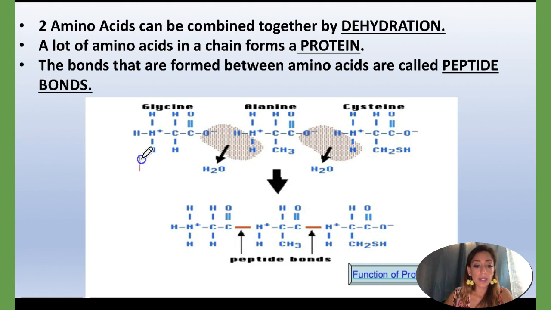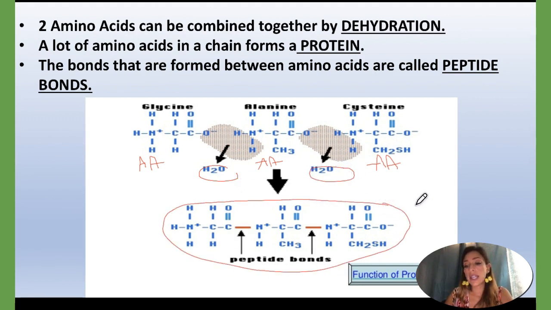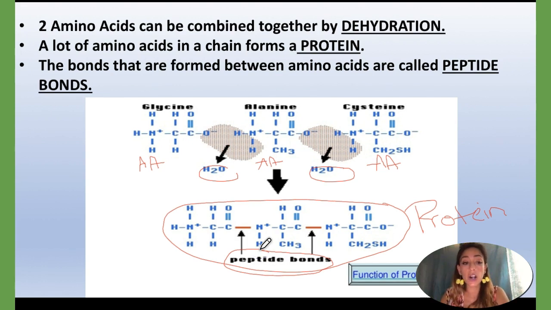So right here, here's an amino acid. Here's an amino acid. Here's an amino acid. You do dehydration, that's going to actually make a protein. That's the whole point of this. These bonds, very important to learn this, especially for lab. Okay, all labs will make you understand this.